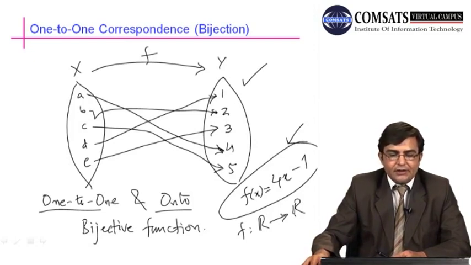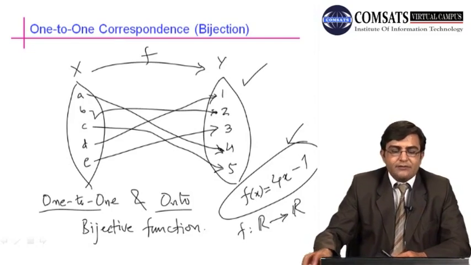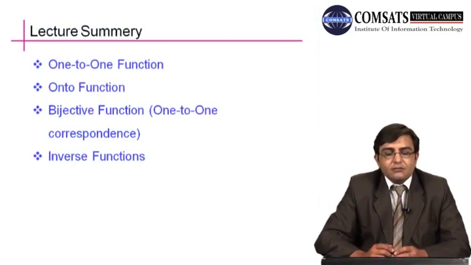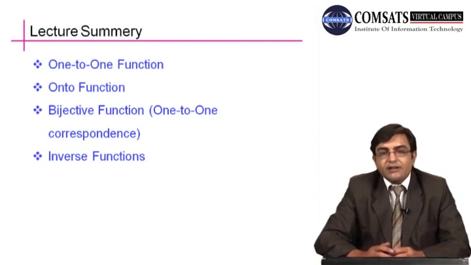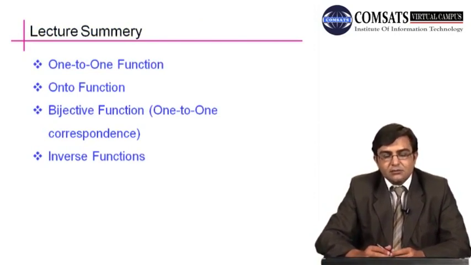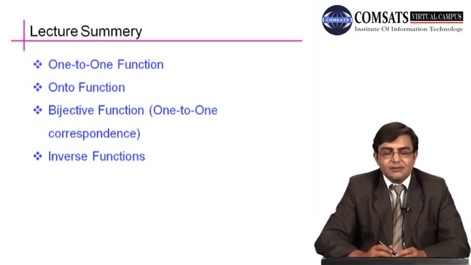We stop it here and we summarize what we have done today. Today we have discussed the sum and difference of two functions. We have also discussed the equality of functions. We have discussed one-to-one functions for finite and infinite sets, and onto functions for finite and infinite sets. We have discussed the bijection or bijective functions, or we can say one-to-one correspondence between the elements of sets.